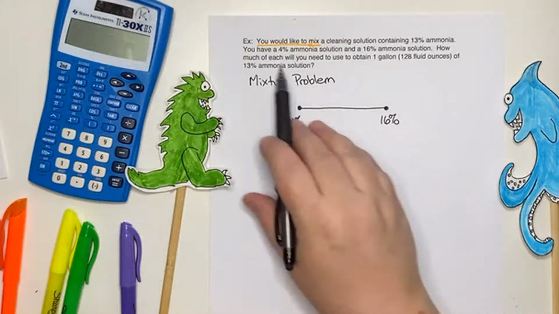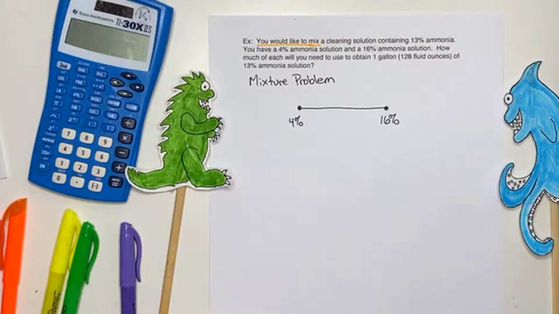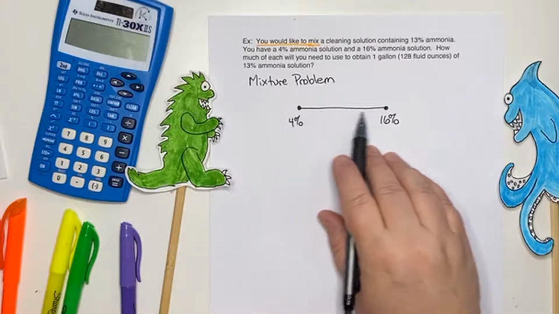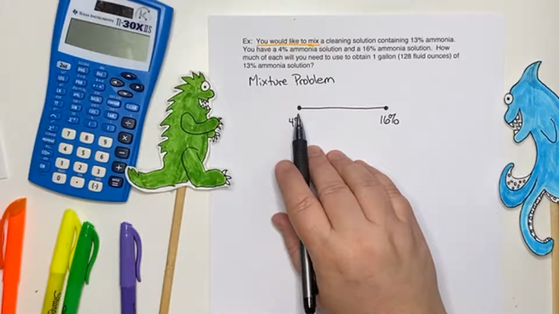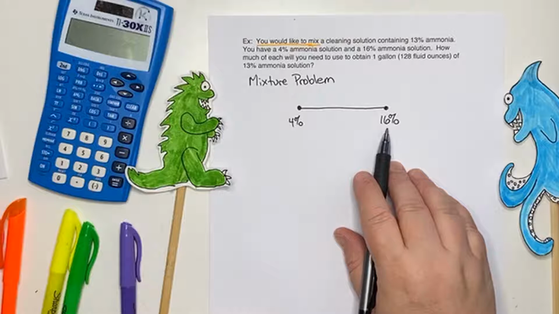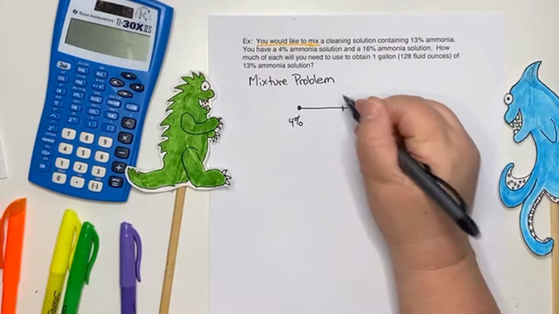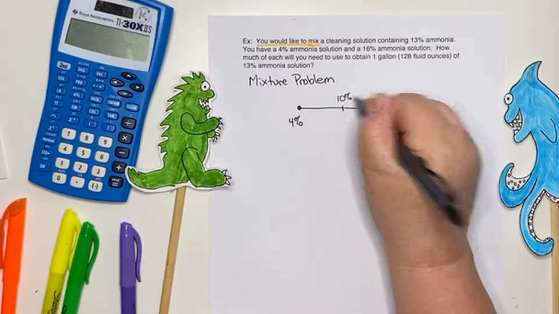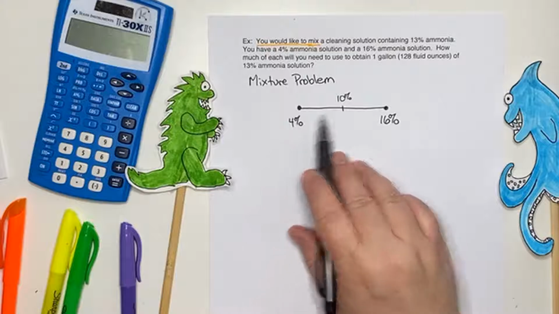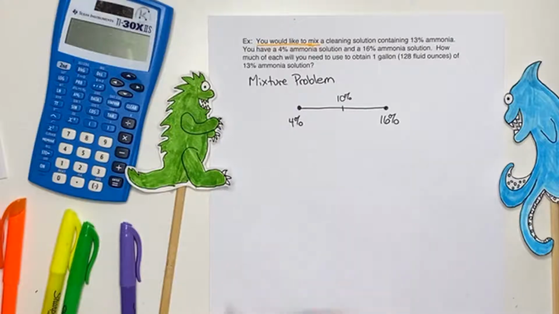And then I want 13%. And so my question is, where does 13% lie on this? If you add these two together, you get 20, and half of that is 10. So the halfway mark is 10%. If you added equal amounts of 4% and 16%, you'd end up with a 10% solution. And then it would be done. It would be really easy.